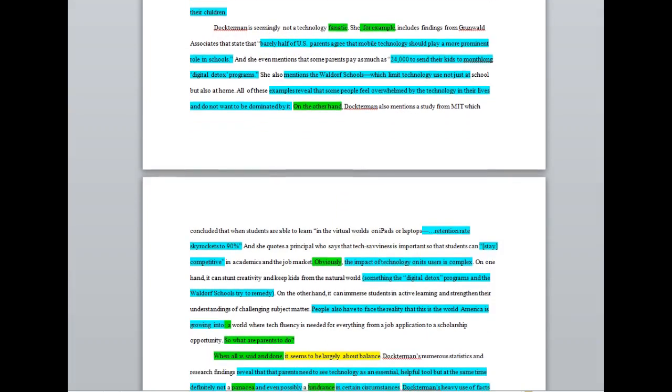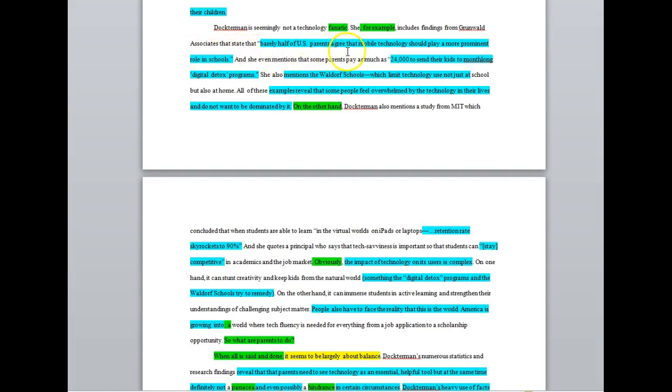We have our topic sentence. Dr. Min is seemingly not a technology fanatic. She, for example, includes findings from Grunwald Associates that state that. So all of these things are going to support that she's not a technology fanatic. And remember, it's also going to bring up studies because that was the second device in the thesis.